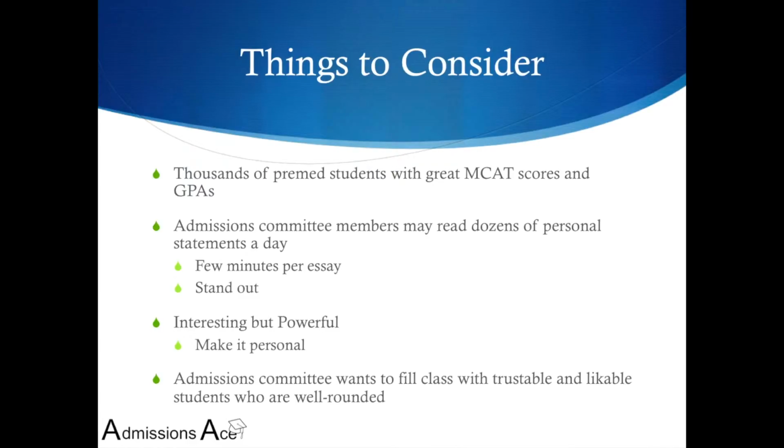Now, one of the best ways to help your personal statement stand out is to make it intriguing but powerful. You want to make it interesting enough to draw the reader into your story, but you want to make sure it's powerful enough that at the end of the day, the committee member still remembers your personal statement. And one of the best ways to achieve both of these things is to make your story very personal. And the way you make it personal, as I'll explain later, is by including specific experiences and painting vivid pictures in the reader's mind.